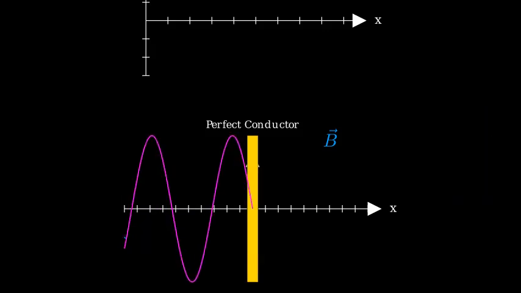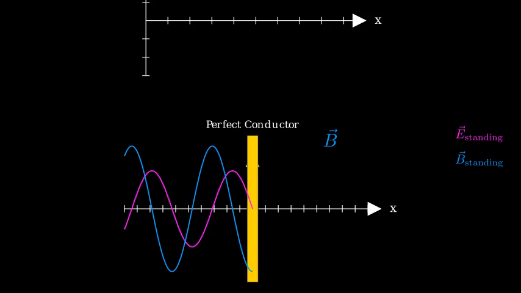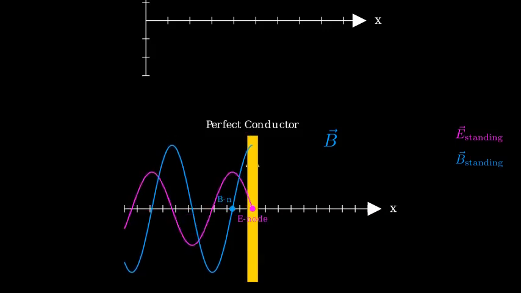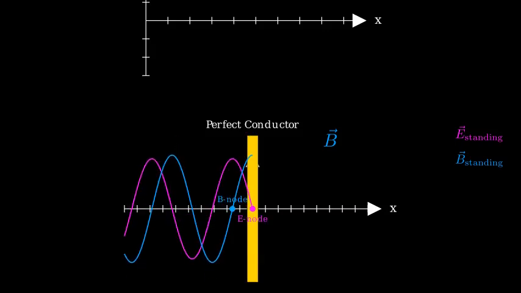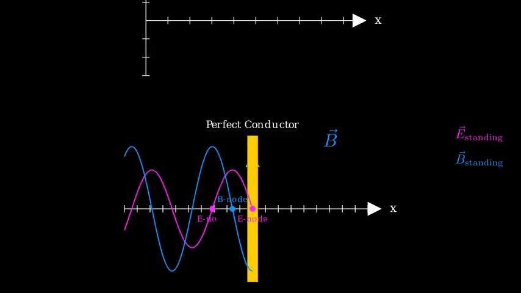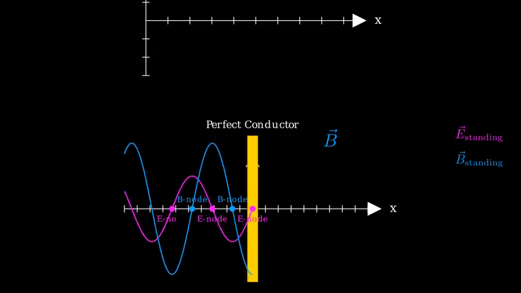In a standing wave, there are certain points called nodes where the field is always zero, and other points called antinodes where the field reaches its maximum amplitude. Importantly, the electric and magnetic field components have their nodes and antinodes at different positions. Where the electric field has a node, the magnetic field has an antinode, and vice versa.